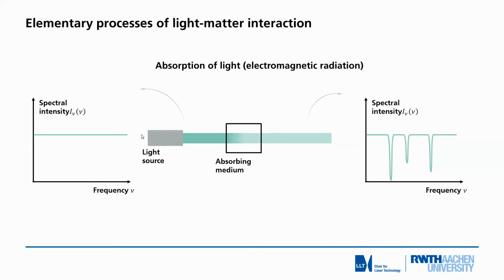We'll start with the absorption of light and think of an arbitrary light source with a constant frequency in the emission characteristic, and we shine this light into an absorbing medium. What we observe is that at individual frequencies we get absorption of different intensities.